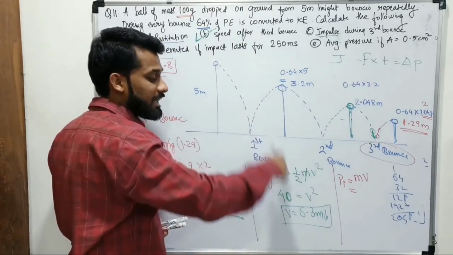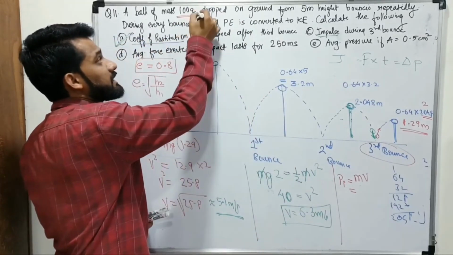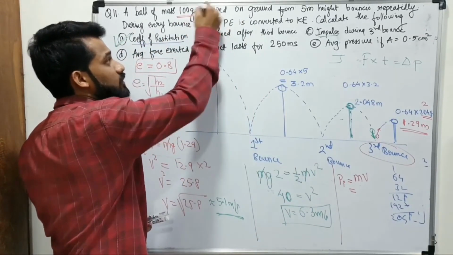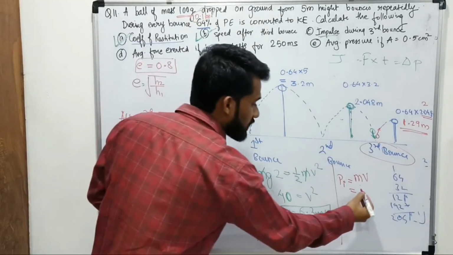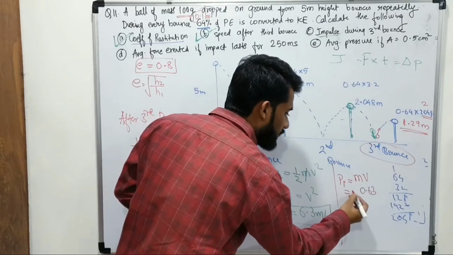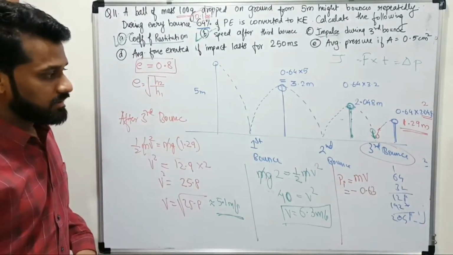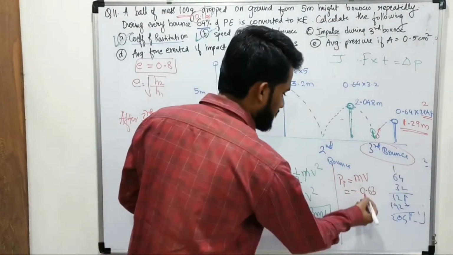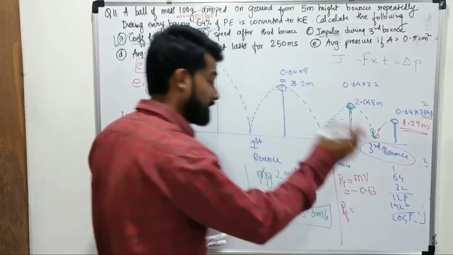If I multiply कितना आएगा वो? This is 100 gram मतलब 0.1 kg. इसको 0.1 से multiply करेंगे, so it will become 0.63. But downward है इसलिए negative I will take. Minus. Okay, so this is initial. And what is the final momentum after collision?